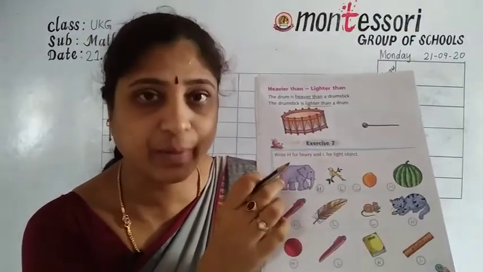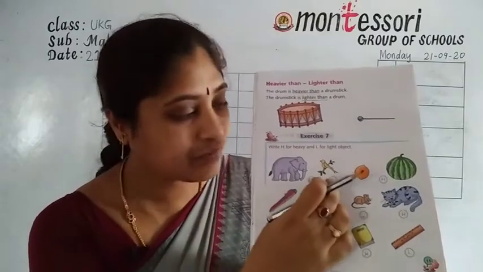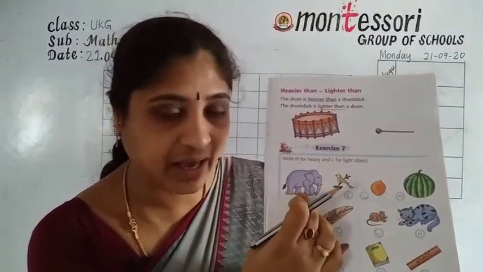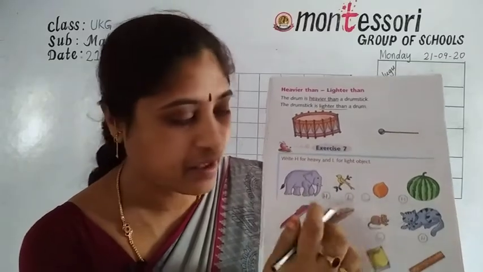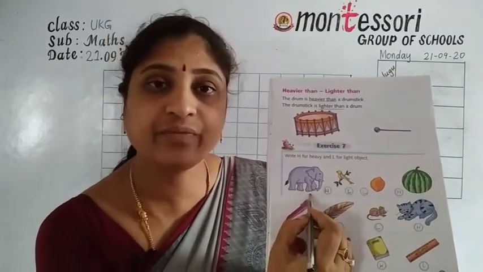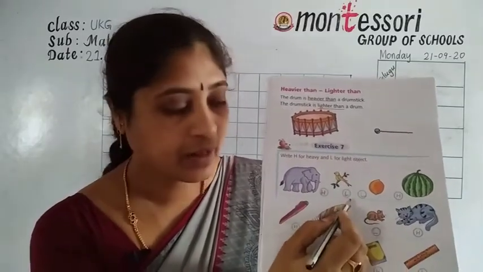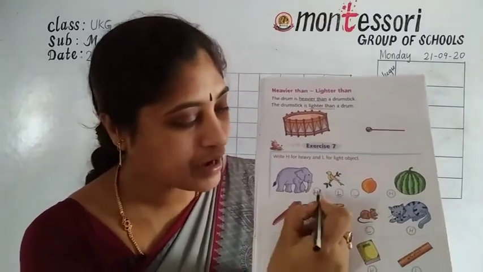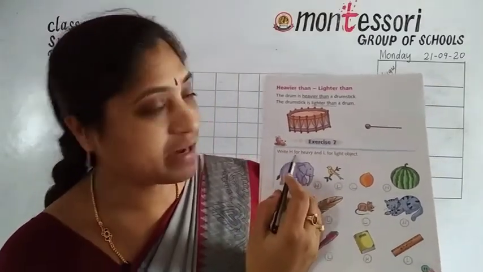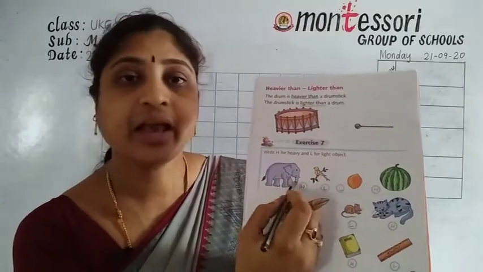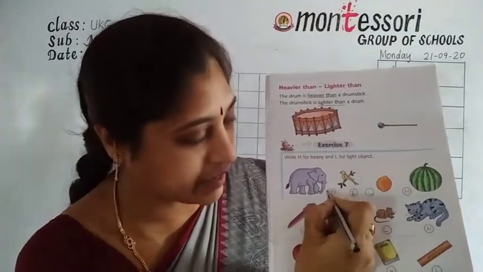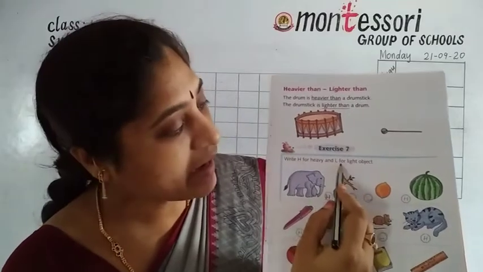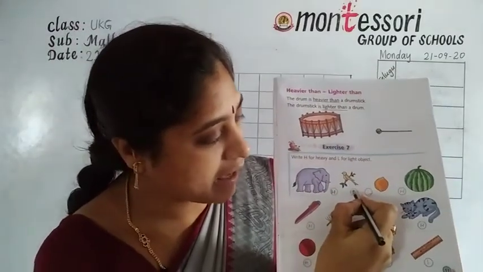Okay, ఇది heavy, బరువు ఎక్కువగా ఉంటుంది elephant. This one lighter. The elephant is heavier than a parrot. The parrot is lighter than an elephant. Okay, now what is the question? Write H for heavier. Heavier one, we write H. Lighter, write L. Put here L.